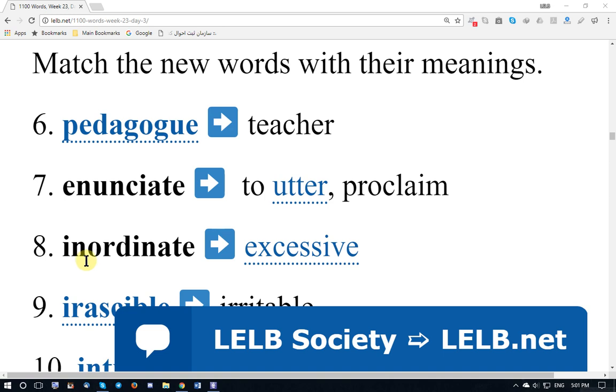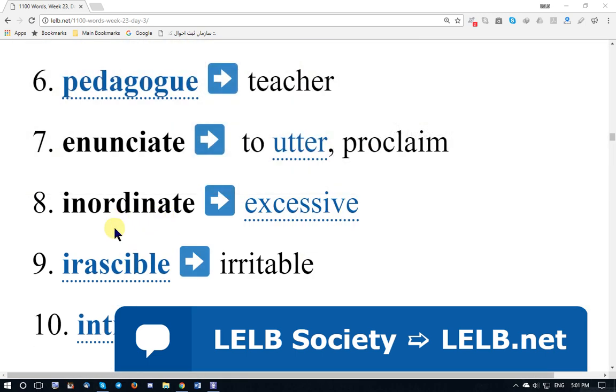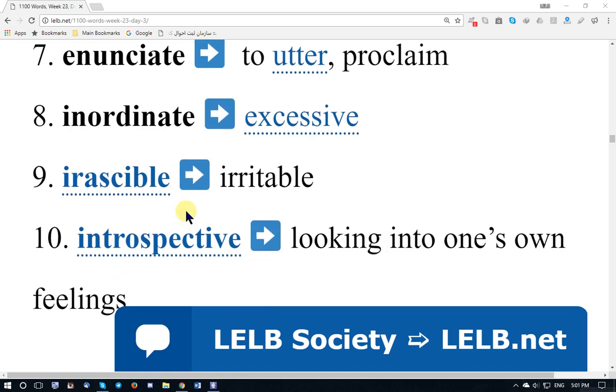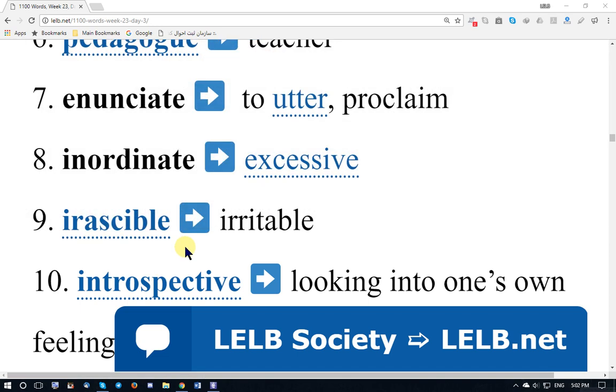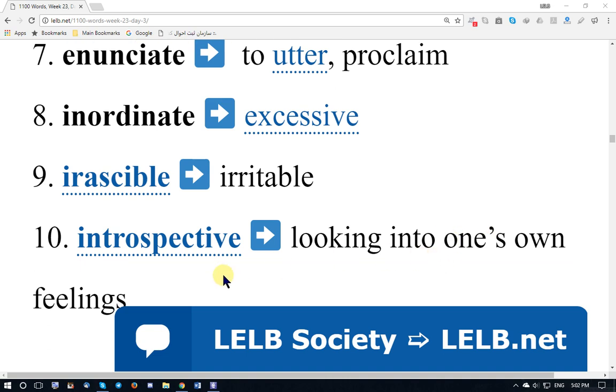Inordinate. Inordinate means excessive, it's extreme. And irascible. Irascible means irritable, angry, enraged, and furious. Introspective means a person who thinks a lot, a thoughtful person, a pensive person, looking into one's own feelings. So the person who is introspective must be introverted.